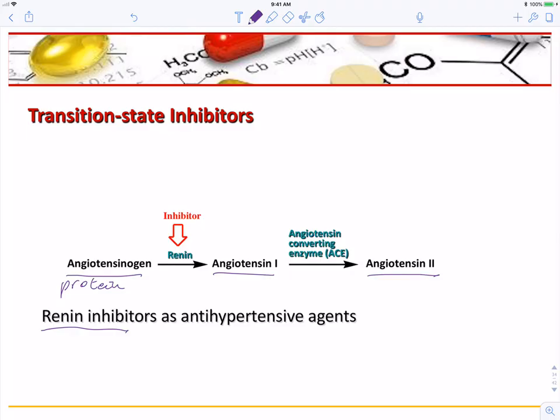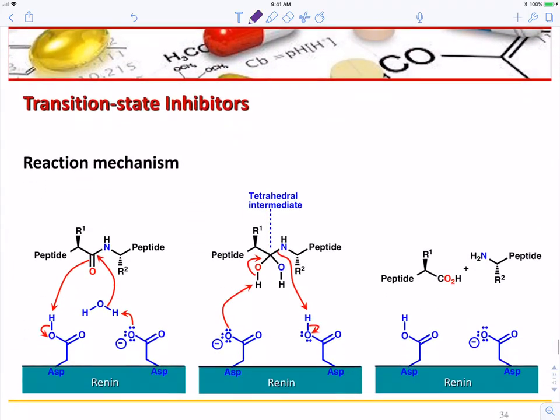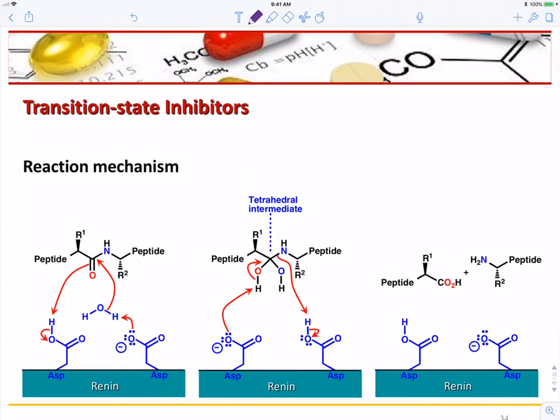First is the renin, which is converting the first part, so to angiotensin 1. And then the second enzyme, ACE, converts angiotensin 1 to angiotensin 2. We can inhibit renin and so block this reaction. So renin is a protease and as such contains two amino acids that we'll see often, two aspartates.